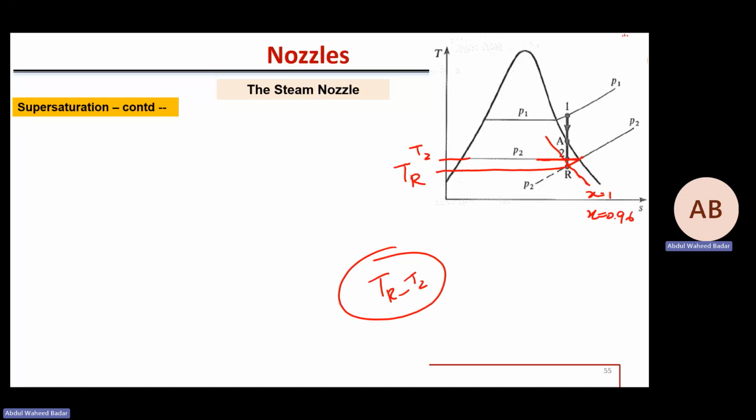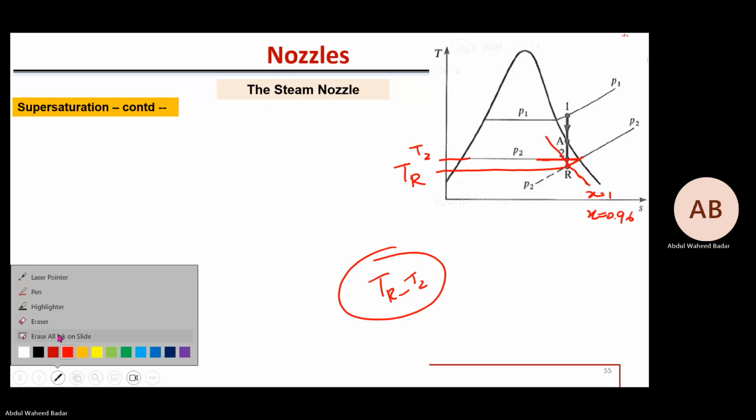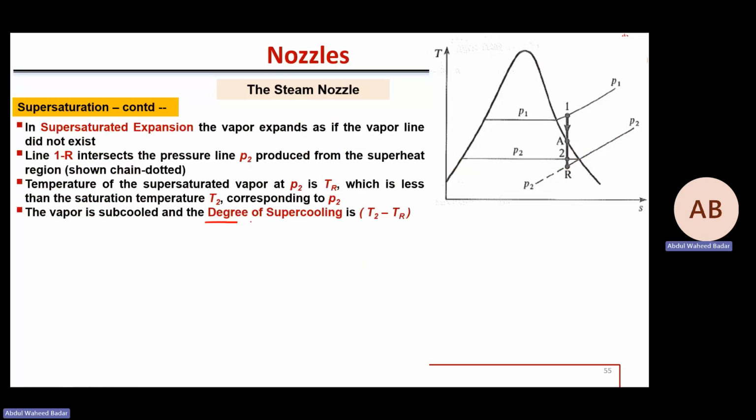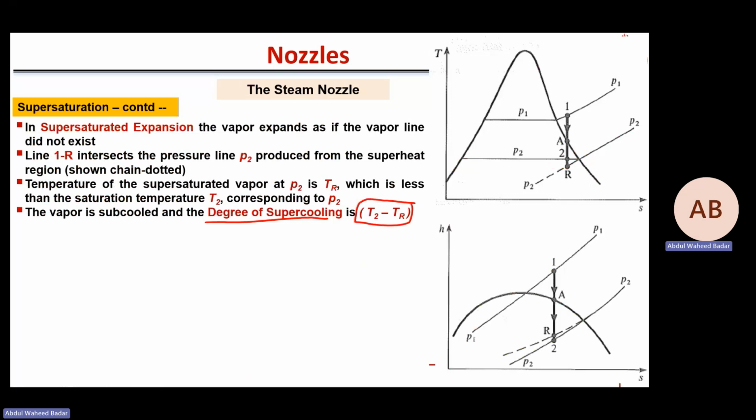Okay. If we show the same thing on the HS chart, okay, this is clear. This is called degree of supercooling. Sorry, not supersaturation. T2 minus TR, degree of supercooling. Now the same is shown on the HS chart. On the HS chart, the same process is shown, but now point R is above point 2.